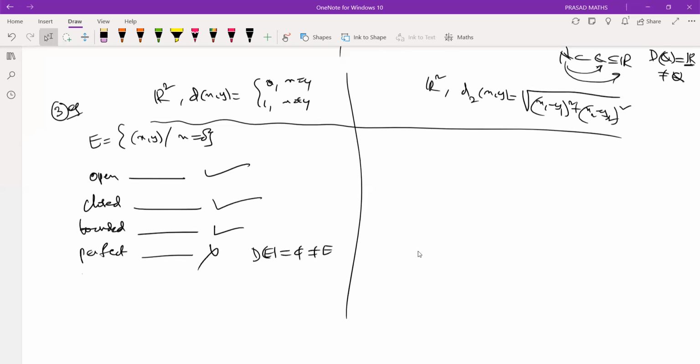Is it dense? No, because the closure is itself, since E is a closed set. Any subset of R2 that is closed has closure equal to itself, so it cannot be R2. That means any subset you take should not be dense in R2 with respect to discrete.